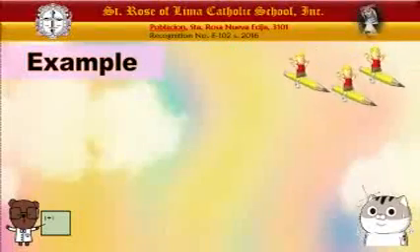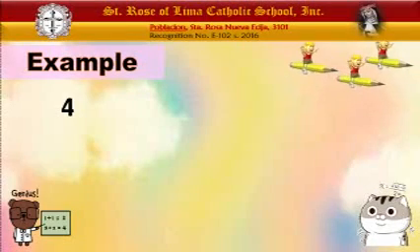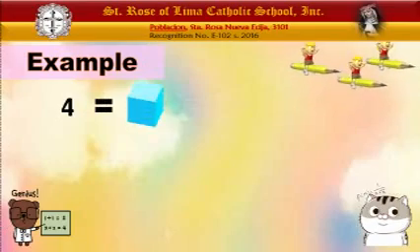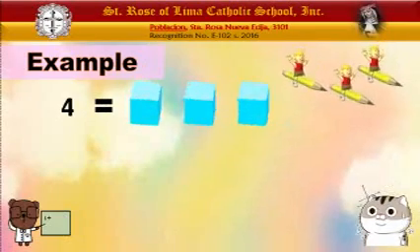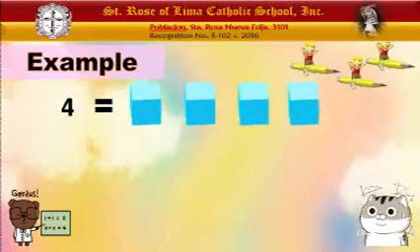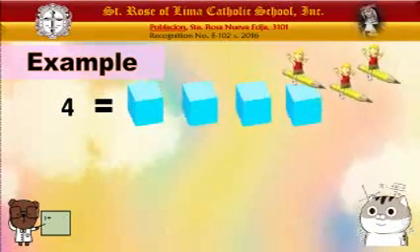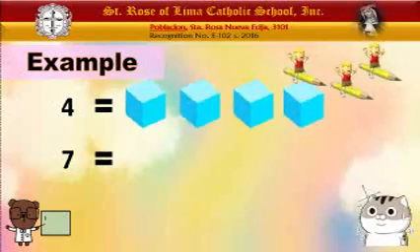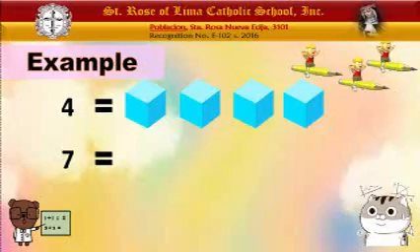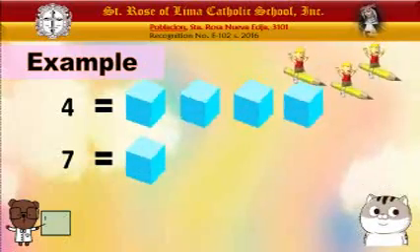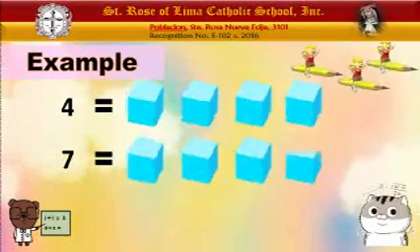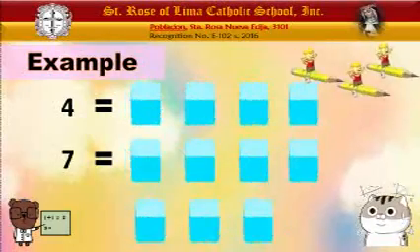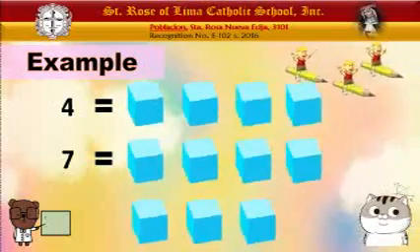Example. So if you have here number 4, how many units do you need? We need 1, 2, 3, 4. Very good. 4 units to represent number 4. What if we have here number 7? 7 is a one-digit number. So if you have 7, how many units do we need? So we need 1, 2, 3, 4, 5, 6, 7. So that is how we represent 7 using unit.